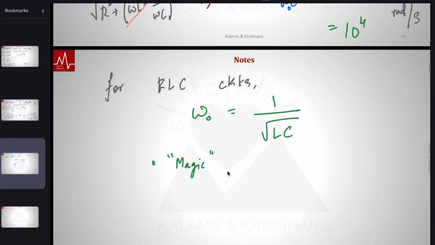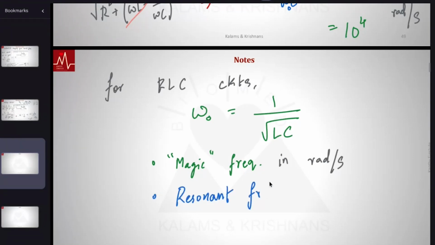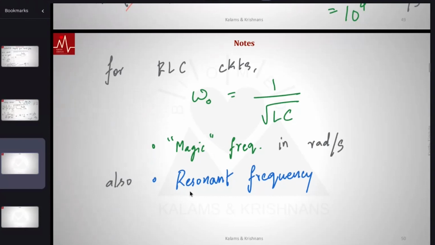If you go search Wikipedia for magic frequency, will you find magic frequency? No, this is just a mnemonic. Magic guess. Magic frequency in rads per second. That is also important. So this is in rad per second. This also happens to be the resonant frequency. What is the frequency at which there is resonance between input and the network? So it is also the resonant frequency, for both series and parallel.